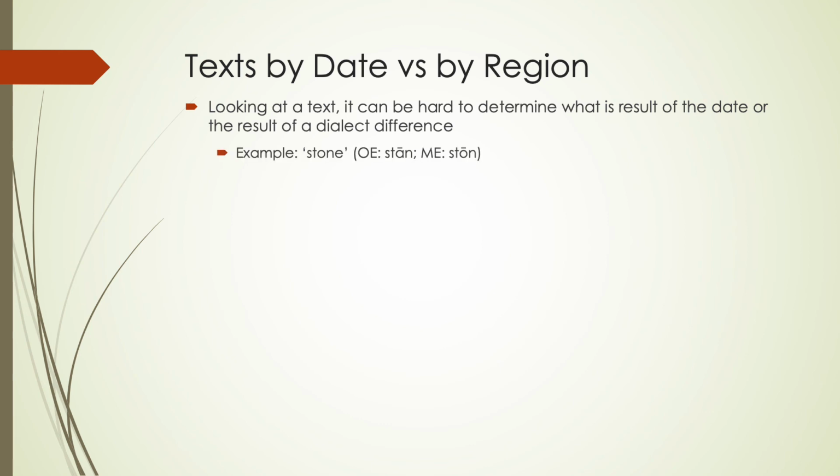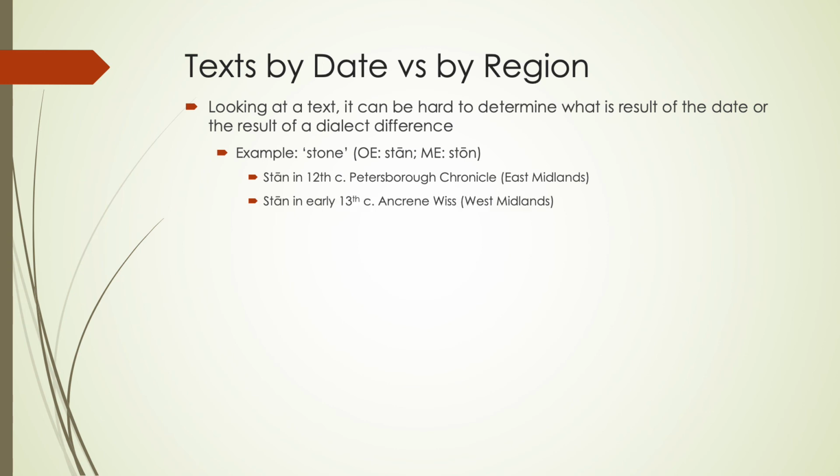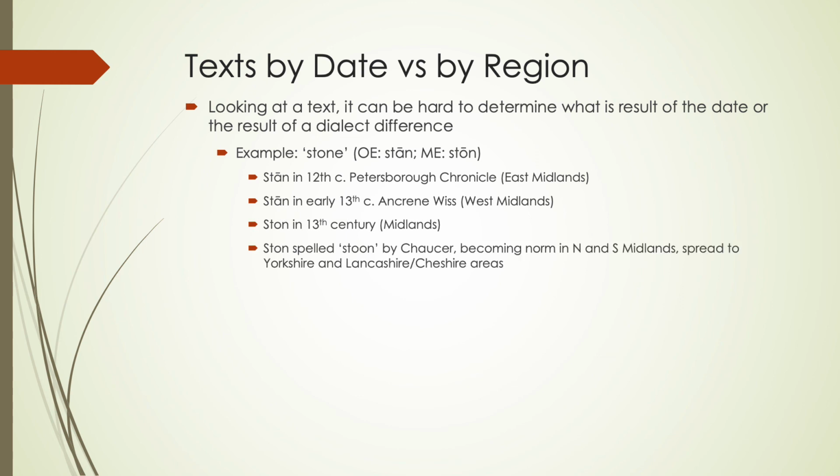So if we look at the example of the word stone, which in Old English would have been stan, and then Middle English moved to stone, it would have been stan in the 12th century in the East Midlands, as we see this as stan in the early 13th century in the West Midlands. By the mid 13th century, we're seeing stone in the Midlands areas as well, so we're seeing some of those changes take place. Stone was spelled stone with two O's by Chaucer, so this is starting to become the norm by Chaucer's time and starts spreading to some of the other areas around the Midlands.